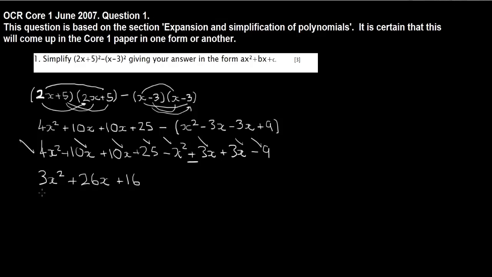So we've expanded the brackets, simplified, collected terms, and we've got it in the form ax squared plus bx plus c. So that's our answer for 3 marks.